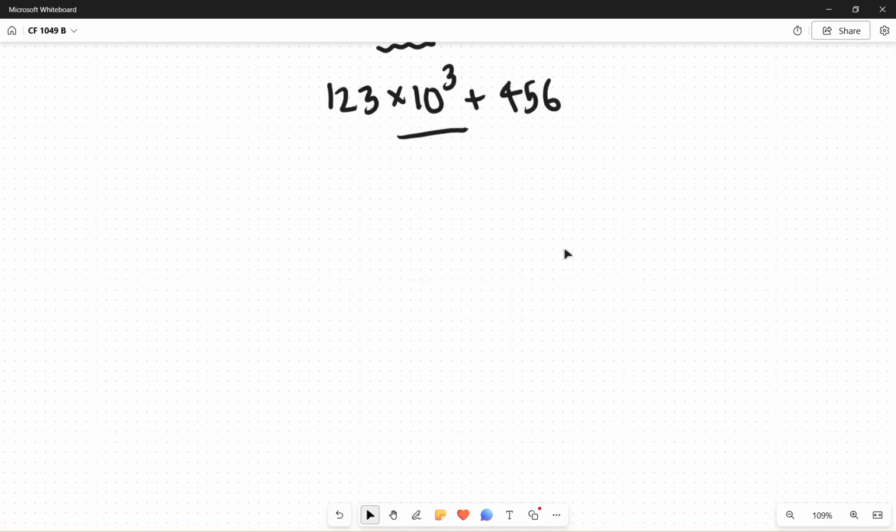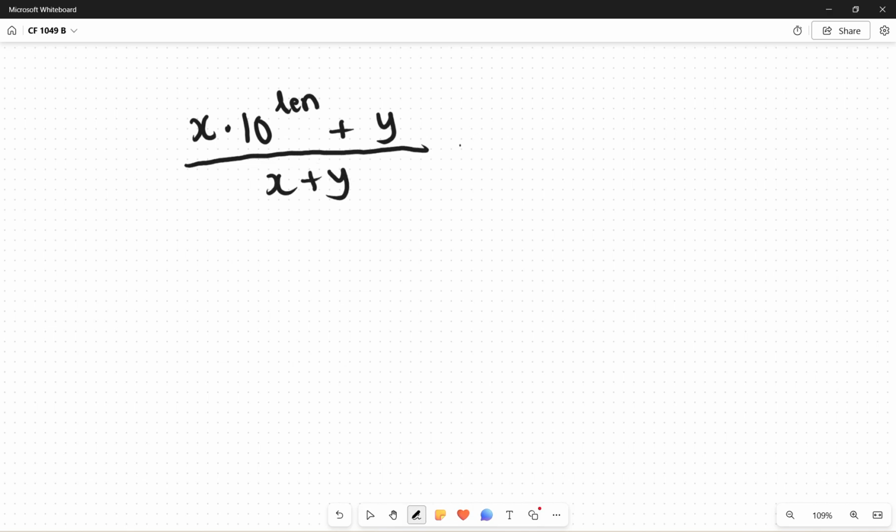Now what we want is that (10 to the power of length into x plus y) divided by (x plus y) should be an integer, some multiple m, which is an integer, and we have to find such a suitable y. Okay, so what are the things here that we don't know? We don't know y, we don't know length, and we don't know m.